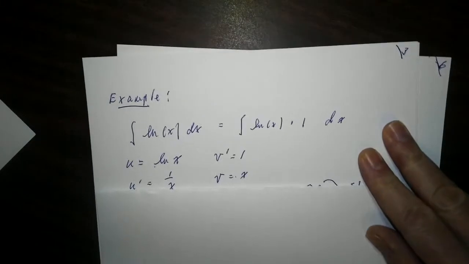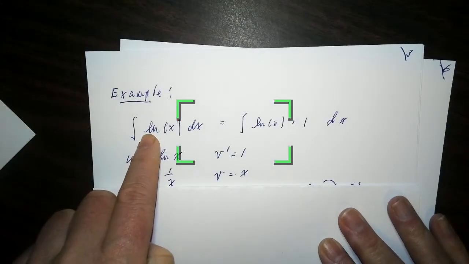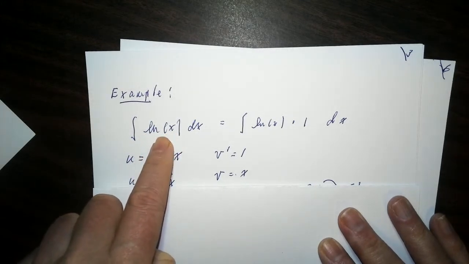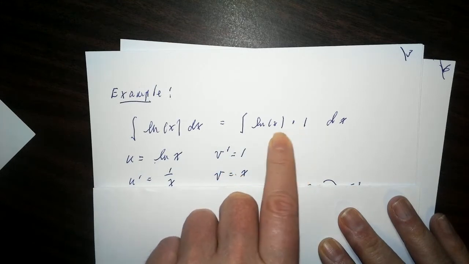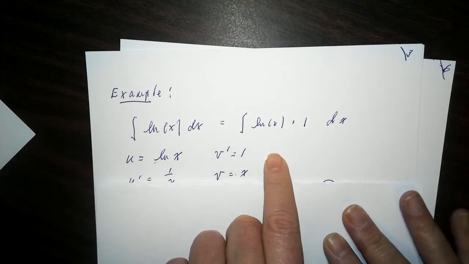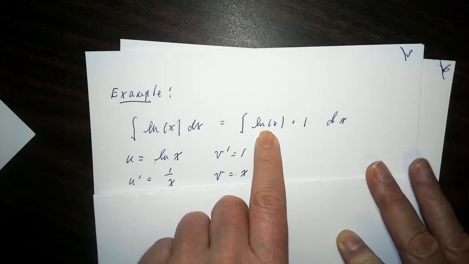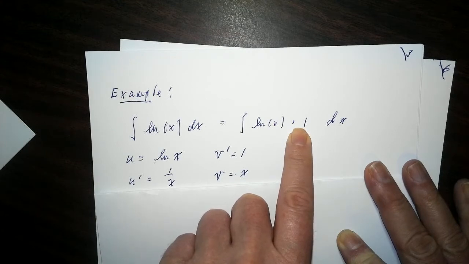Here's another example. The natural log of x dx. Now we don't have a product of two functions on the surface, but we do if we simply add times 1 here, because now we're in a similar situation as to what we had before. We know how to differentiate the natural log. We know how to anti-differentiate 1.